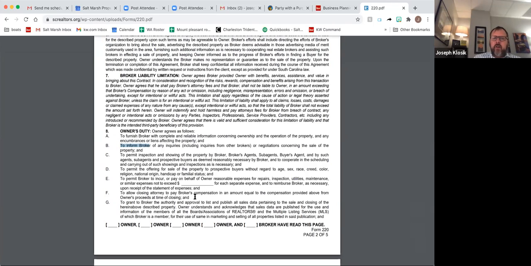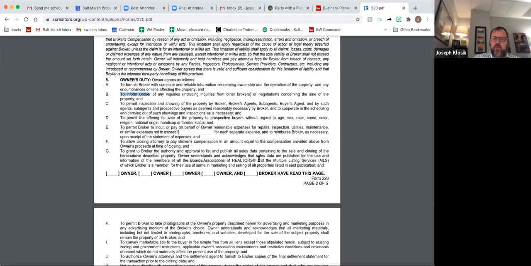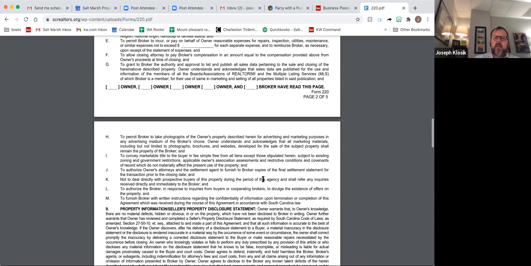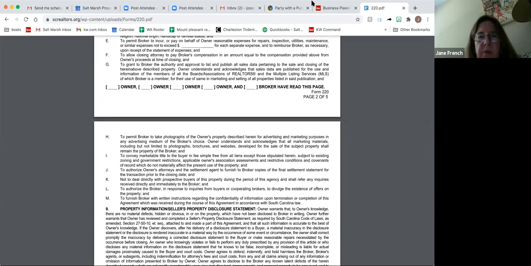Allows the closing attorney to pay the commissions. That you have permission to supply the pertinent information after the sale for comparable purposes in the MLS. They're going to let you take photographs. Yes. Joseph, where does it say about marketing in that?